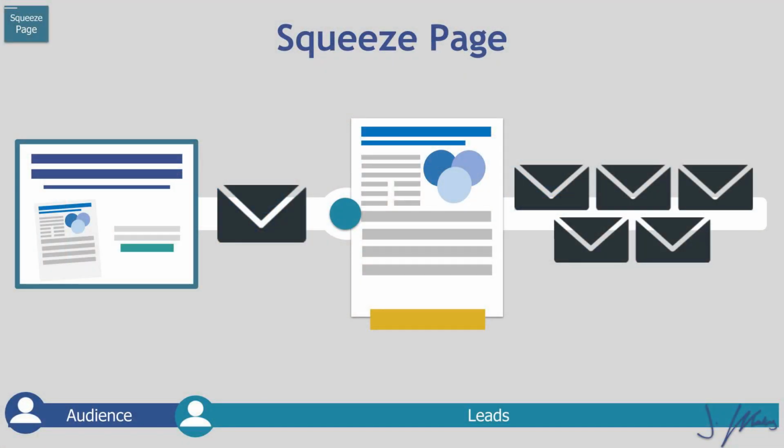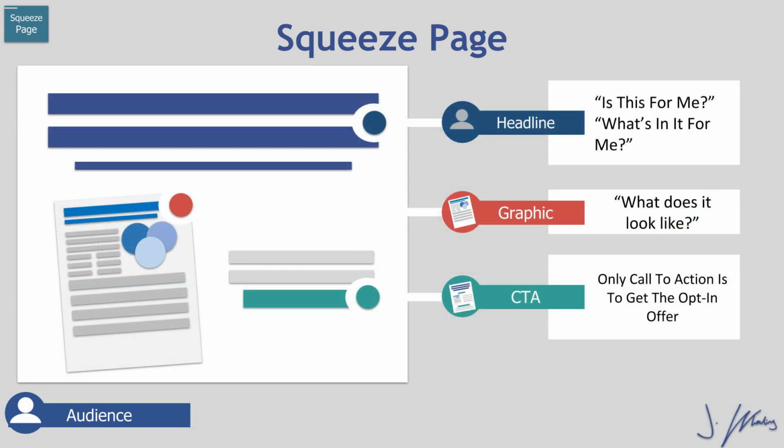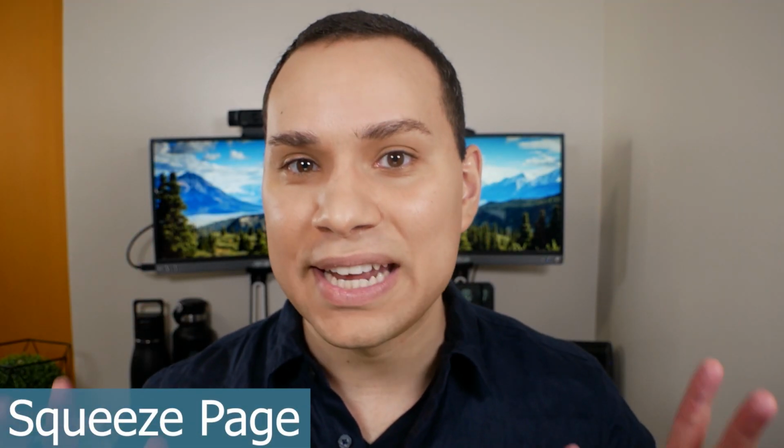So step number 2 in our lead magnet funnel process is going to be our squeeze page. So this is a simple page on our websites that has no other links, and it will simply have a picture of our offer. It's going to have a headline and then a place for them to enter their contact information, and that's it. That's all we need on this page.